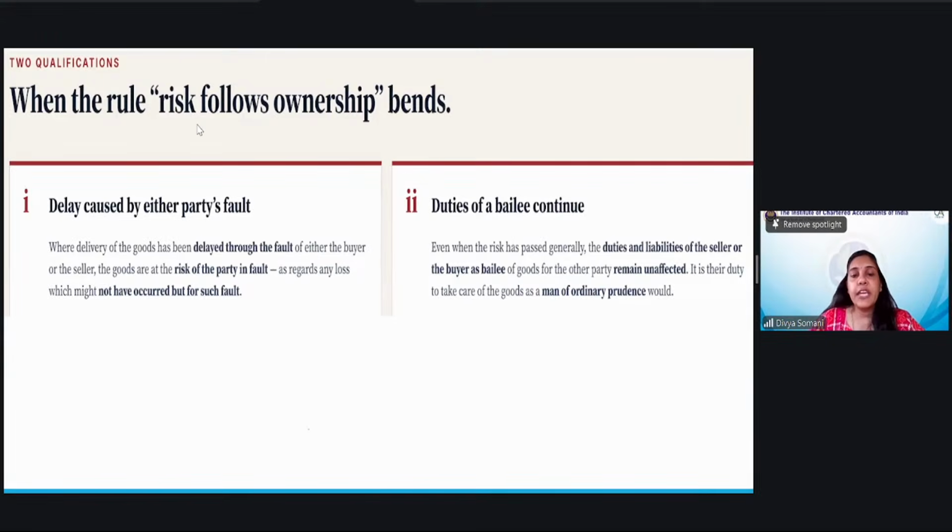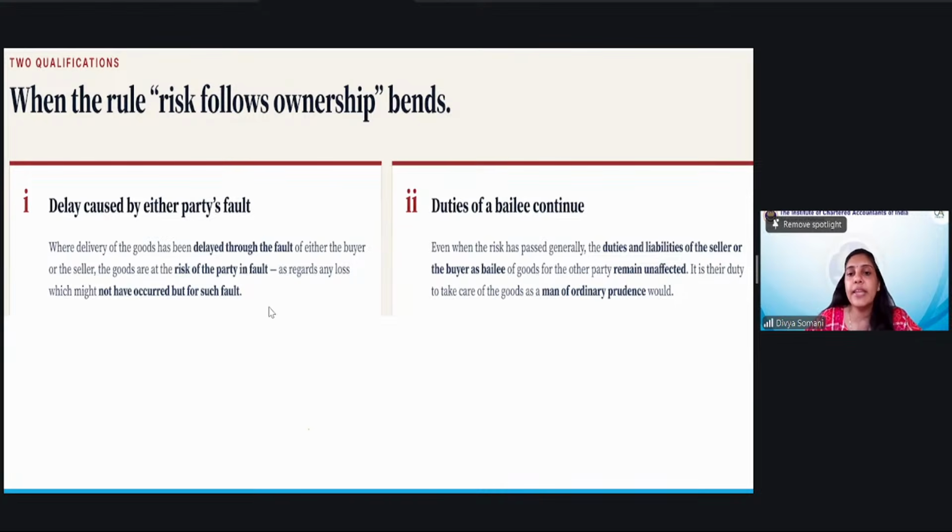So there are 2 important things or conditions which we have to understand when we are studying this rule. The rule is basically risk follows ownership. Here it says that the first thing is delay caused by either party's fault. So if there is any kind of delay with respect to what? So the seller may cause a delay in delivering the goods. If there is any delay because of some party's fault, then what will happen? Whether the ownership will transfer, or who will bear the loss? That is what is discussed here in detail.